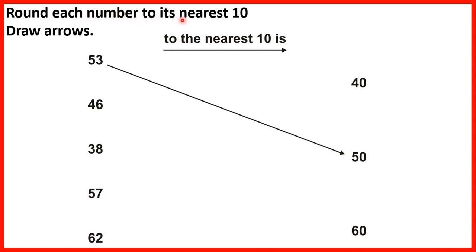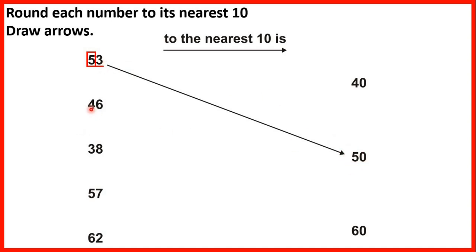Round each number to its nearest 10. Draw arrows. So 53 to the nearest 10 is 50. That's because to round to the nearest 10, we can find the tens digit and look at the ones. If it's 4 or less, we round down, and that means the tens digit stays the same. So this 5 stays a 5, and the ones digit turns into a 0, so that's why 53 rounds to 50. Notice 53 is between 50 and 60, but it's closer to 50, so that's why it rounds to 50.